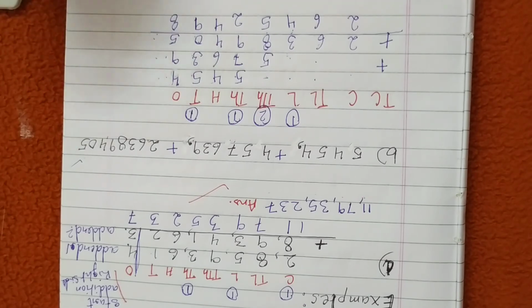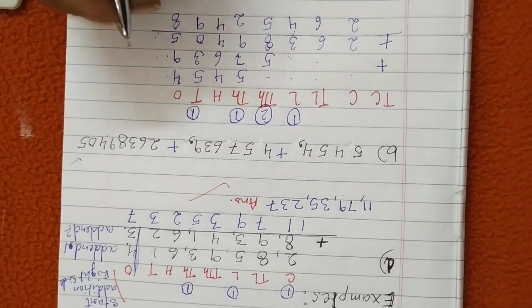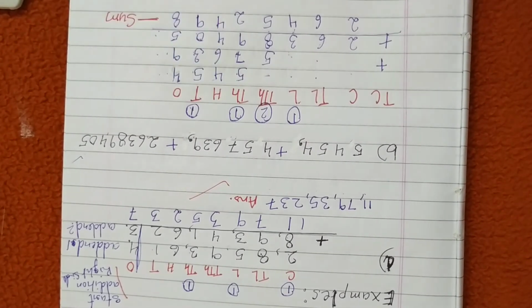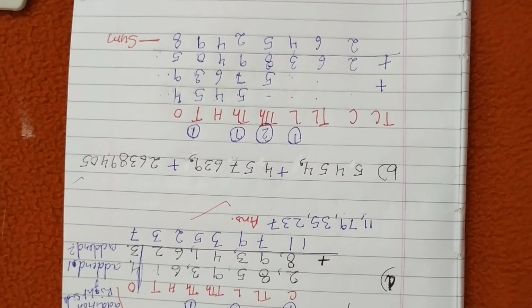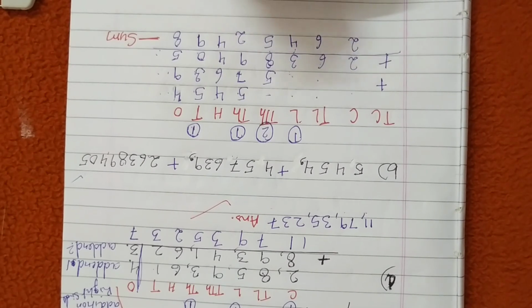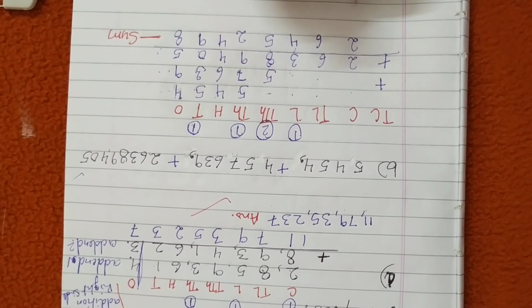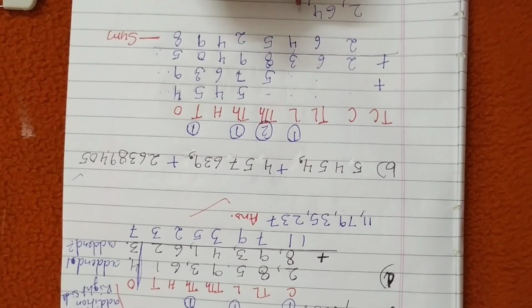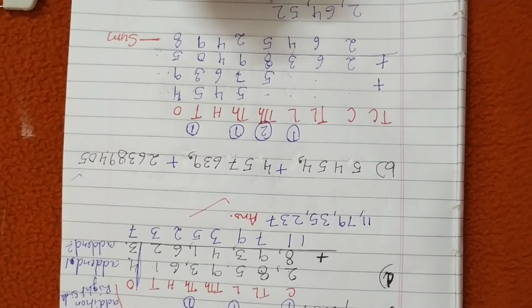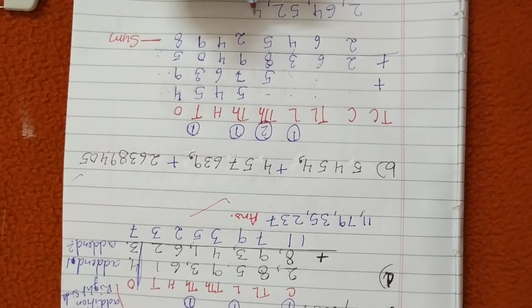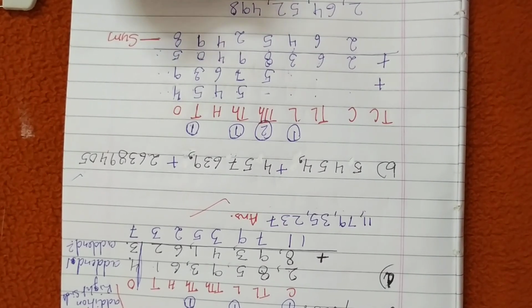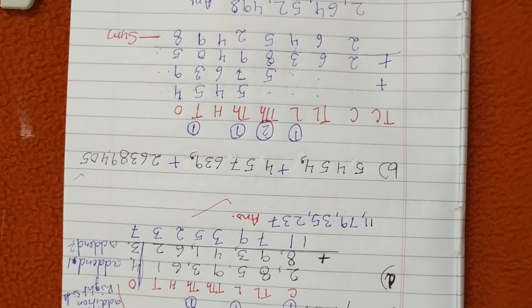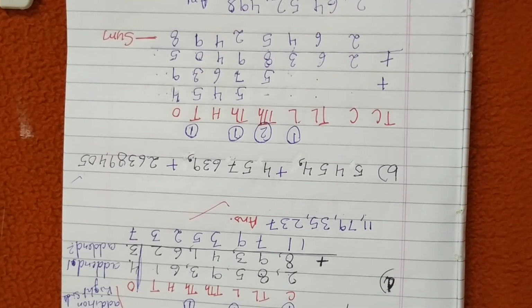So this is clear. This is your sum. So what is your answer? Your answer is 2,64,52,498. Okay, I believe this is clear to you all.